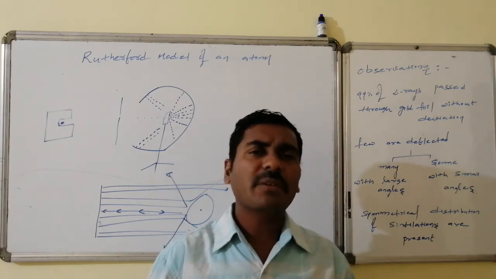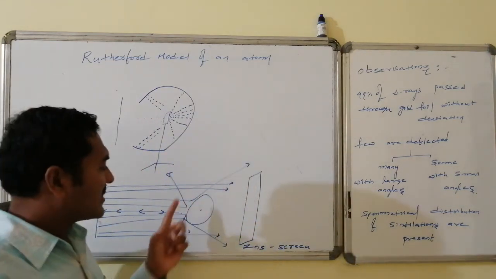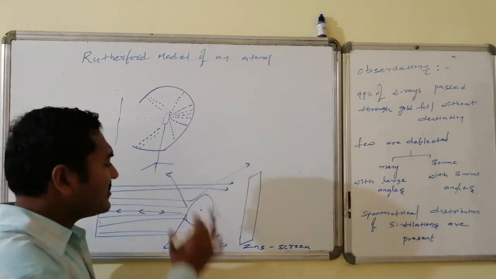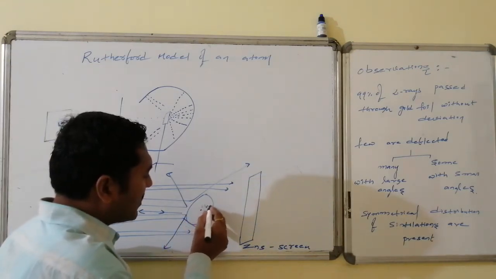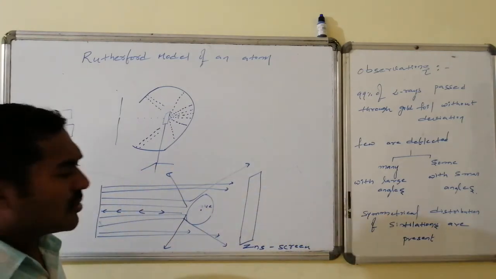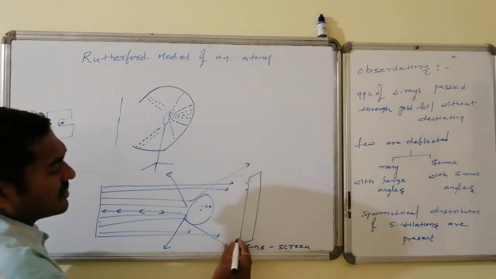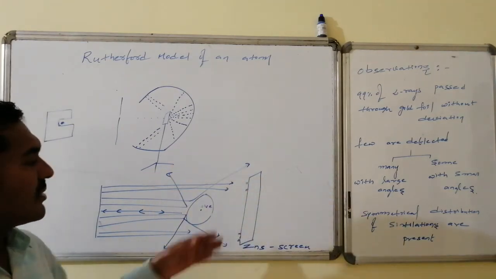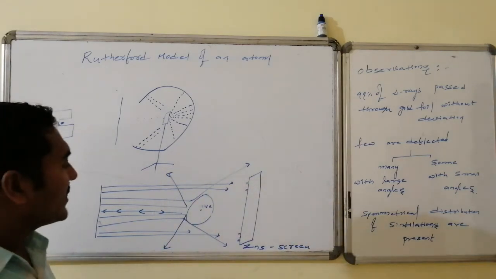From these experimental results, we conclude that the atom is a spherical, symmetrical system. At the center of the atom, the total positive charge is present, because alpha rays are also positively charged. Most of the alpha rays are not deflected, so most of the alpha rays travel in their original path, giving original scintillations at the original locations.